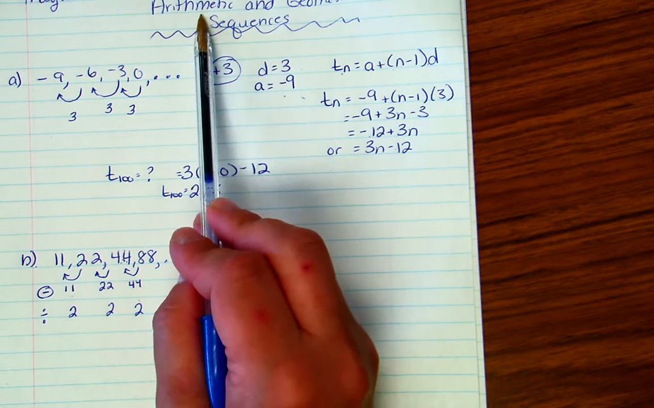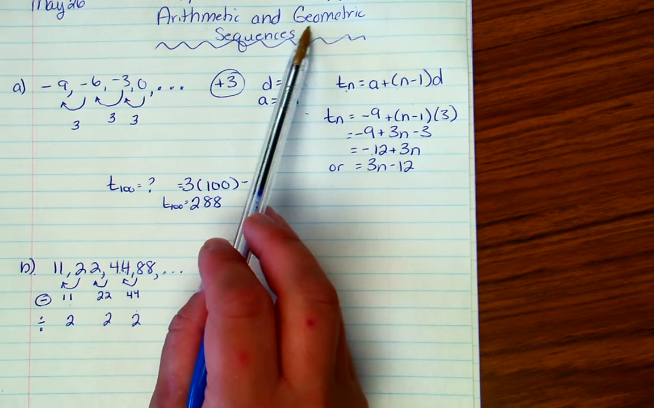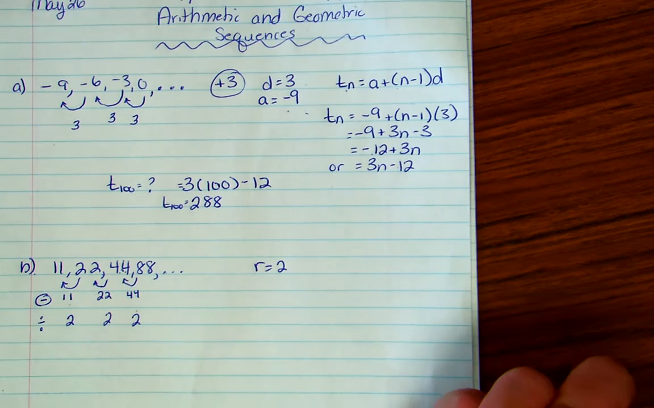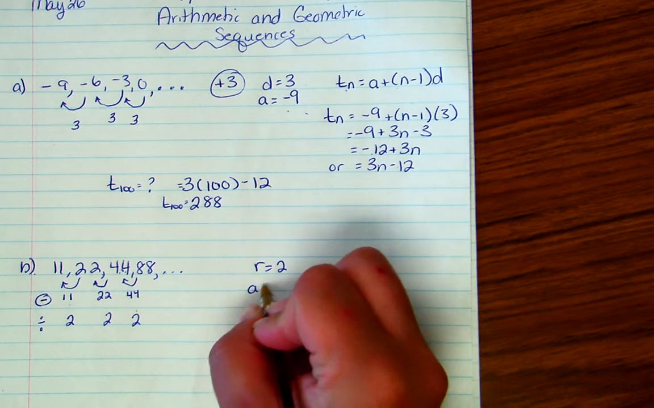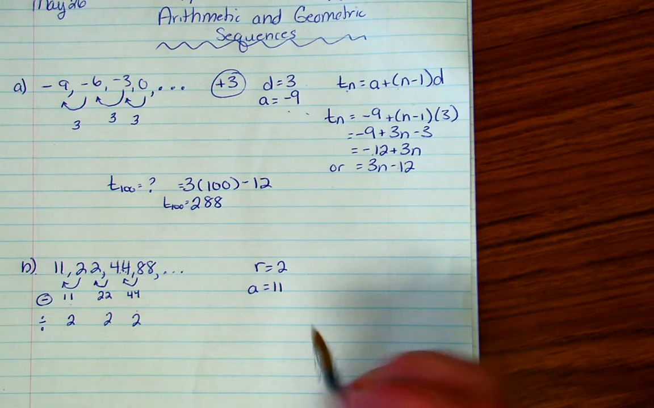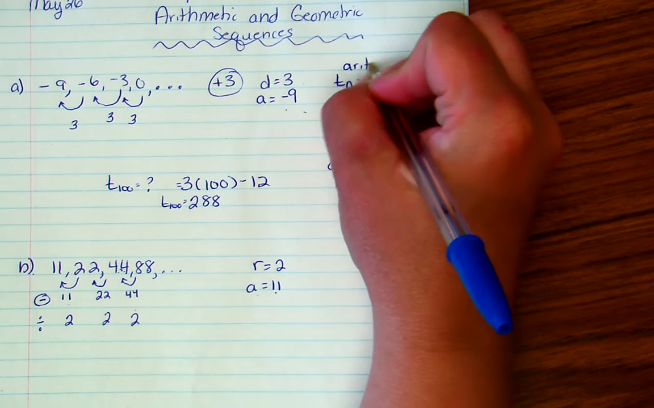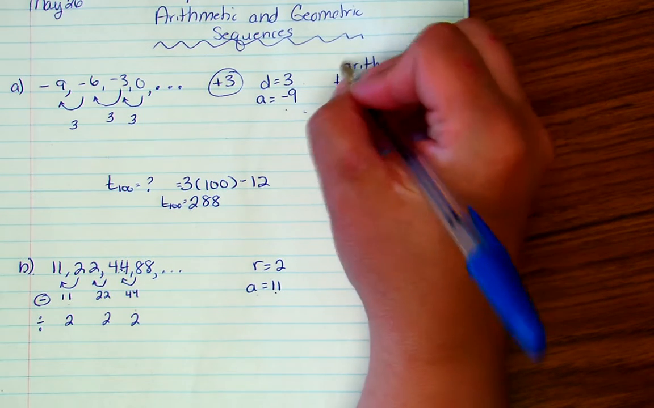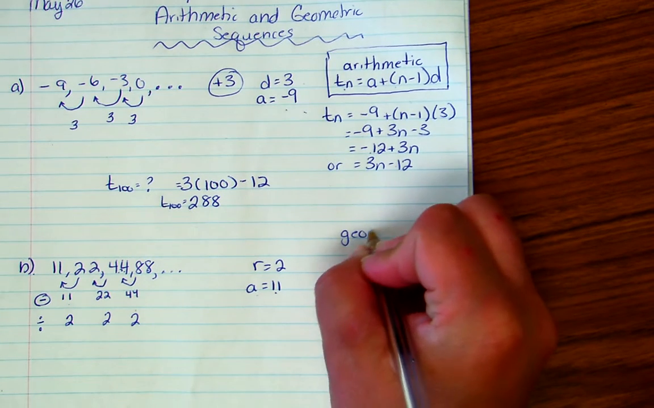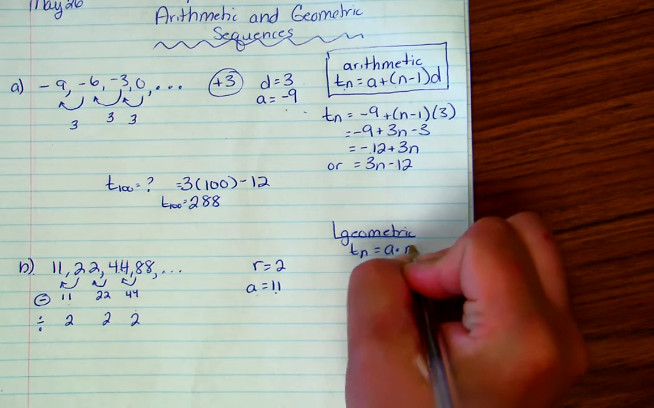So for arithmetic, you have to subtract and find a common difference. If that doesn't work, try dividing, because if you divide and you get a common ratio, then it's geometric. So in this case, this is going to be geometric. My common ratio is 2. My first term is still always a, which is the first number in the list. So I have r equal to 2 and a equal to 11. The formula for arithmetic is Tn equals a plus n minus 1 d. We have a different formula for geometric. So for geometric, the formula is going to be Tn equals a times r to the n minus 1.